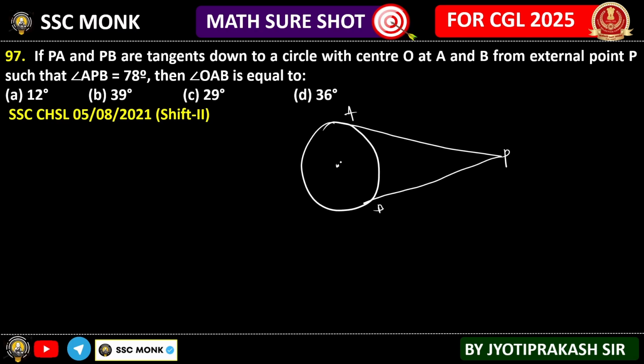This is O, OAB, OPB. It is saying APB is equal to 78 degree. What is the value of OAB? See, this angle will be what? 180 minus 78 degree, that is equal to 102 degree. If this is 102, the remaining part, these are equal, so this is 39 degree. This is also 39 degree.